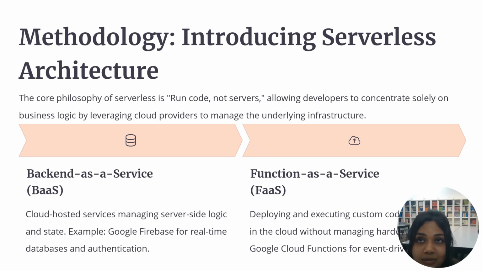In backend as a service, it provides a ready-to-use backend functionality that can be especially used in mobile and web applications. And function as a service is one of the most commonly used models in the serverless architecture. In this model, a developer writes a small, discrete piece of code, and this function is stateless, short-lived, and it is used whenever it is needed.